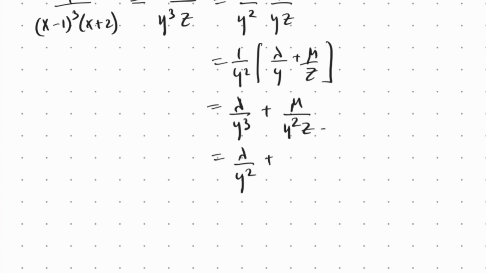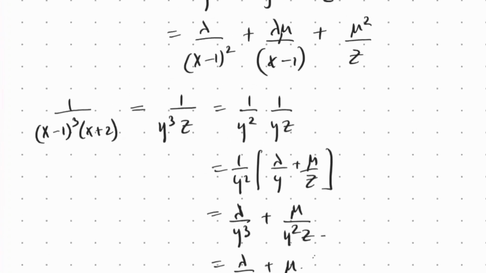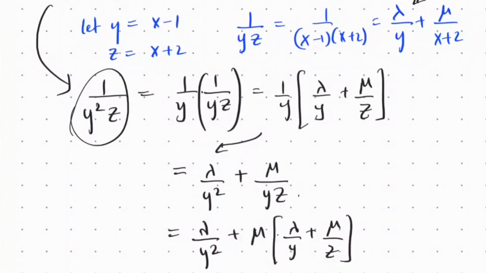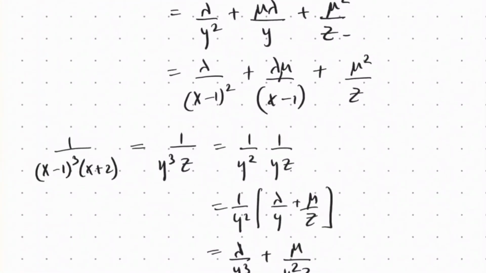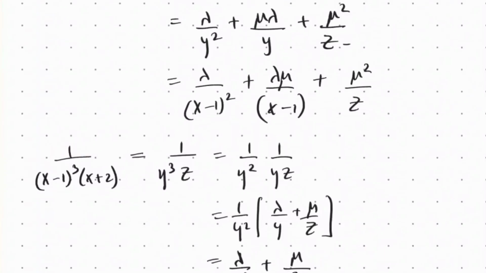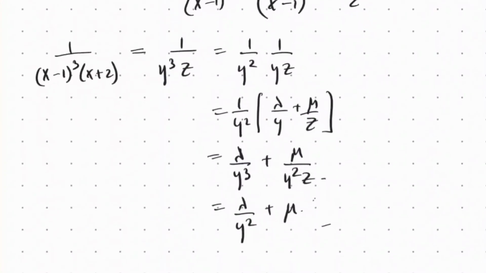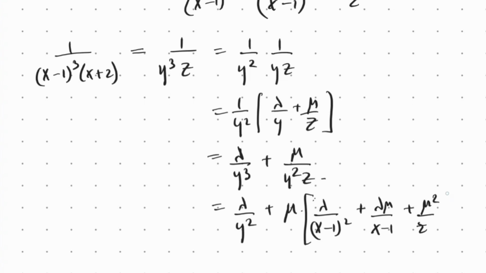And you can keep on doing this by taking y out, mu over y out, and 1 over yz, and substituting. Or, since we have already found 1 over y squared z in the previous question, not in the same question but a little while ago, I can just substitute what I figured out. So it's lambda over x minus 1, whole thing squared, plus lambda mu over x minus 1, plus mu squared over z.